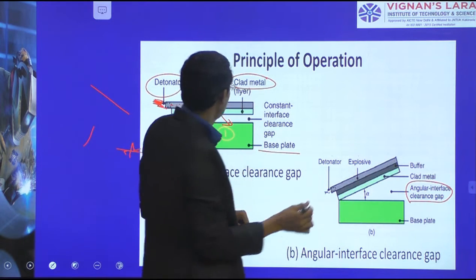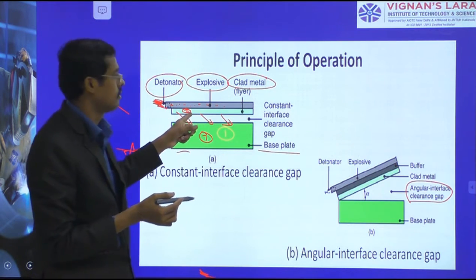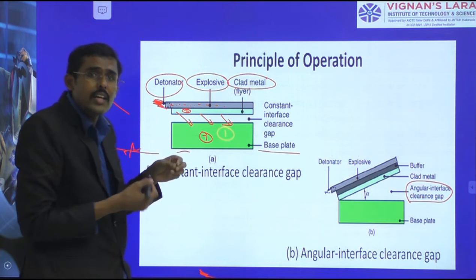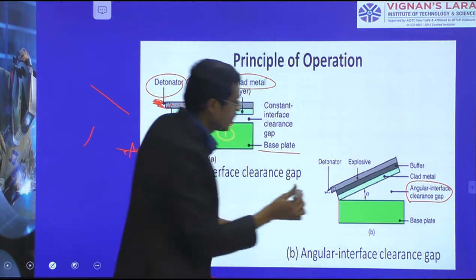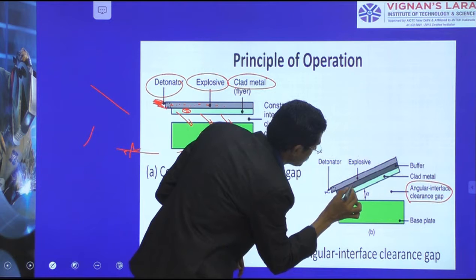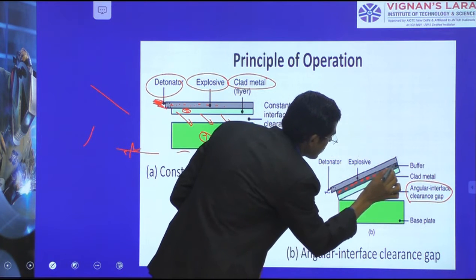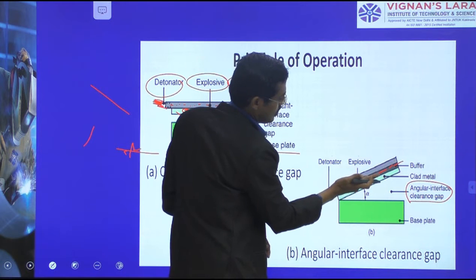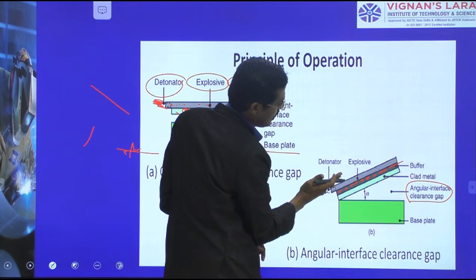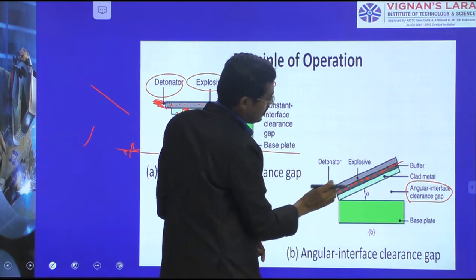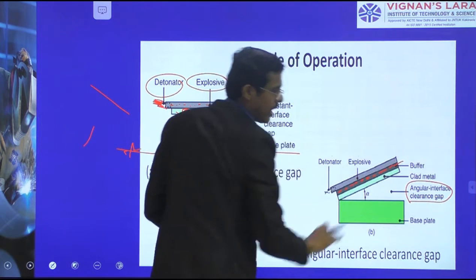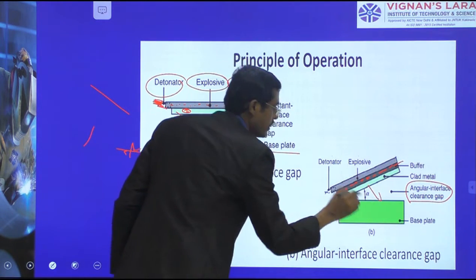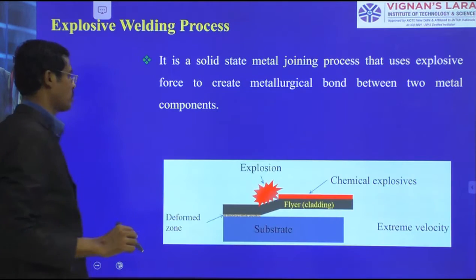Here you can see the buffer layer is not given. A buffer layer protects the cladding material. So I have added a buffer layer here. The arrangement is the base material, the cladding material, the buffer layer, and the explosive. It is started, fire, explosion, and blasting with high velocity. It impinges over there, and the cladding process happens.